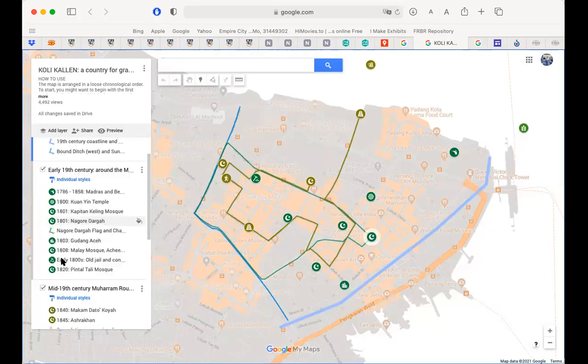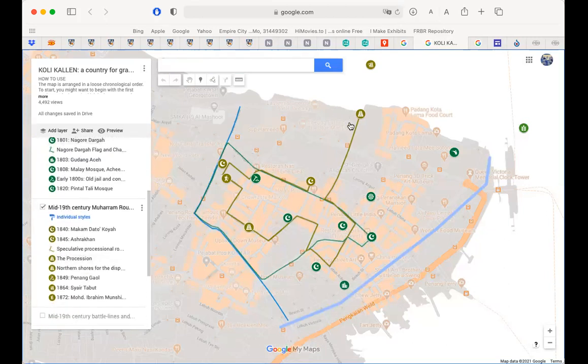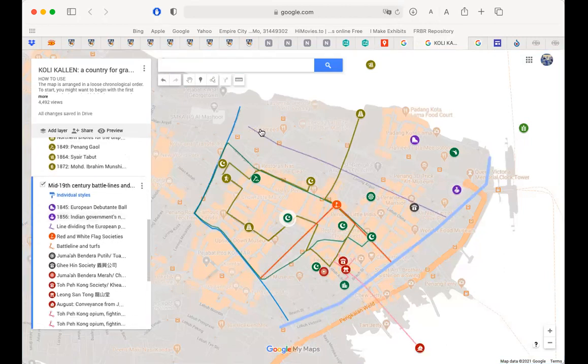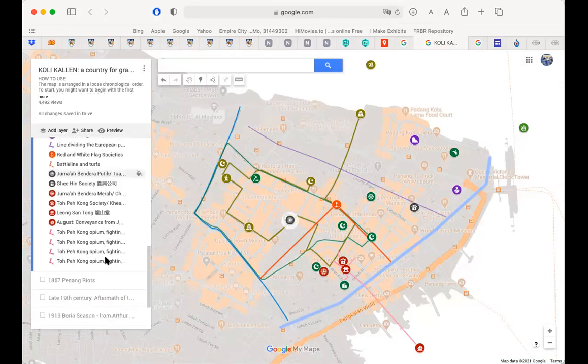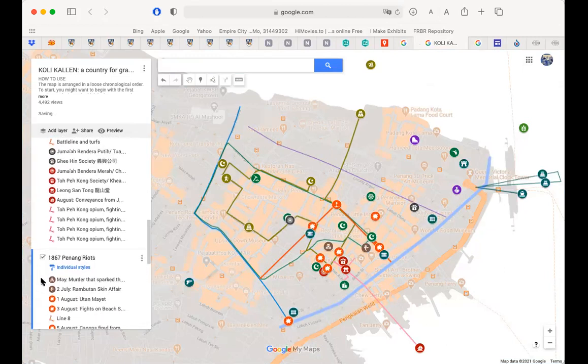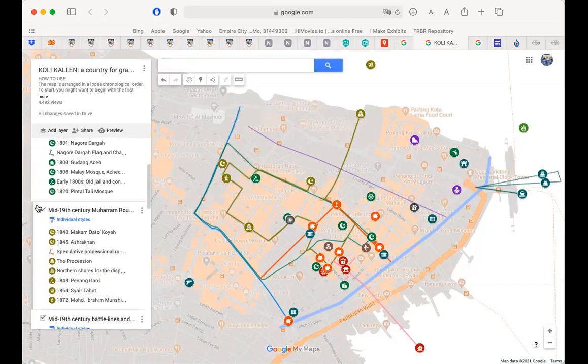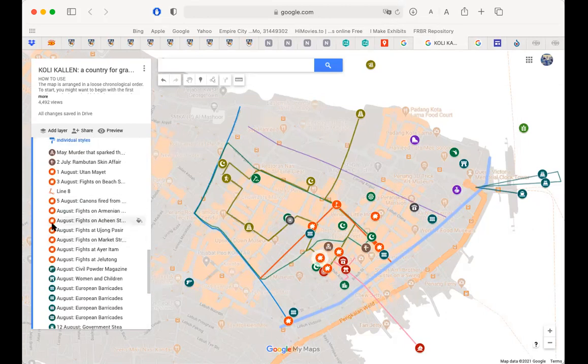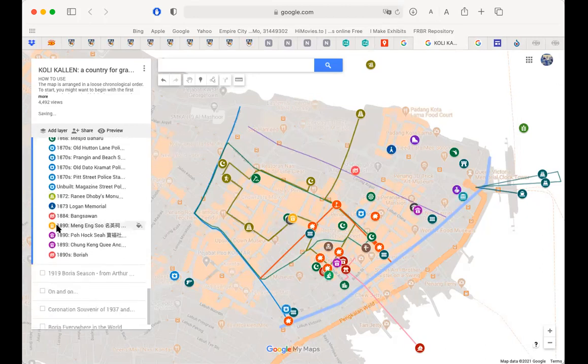riots. You know, how processional routes where the Indian Muslim community processed around Penang Island itself, and how that then leads to the specific European neighborhoods, the different Chinese secret society turfs, and including where all the riots broke out, all that kind of stuff, and then incidents that happened as a result of all the riots.